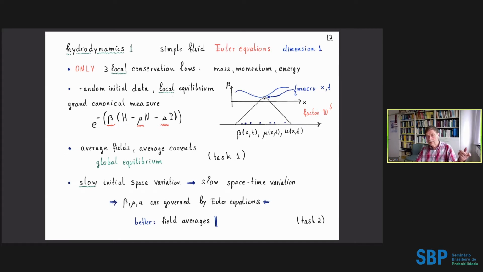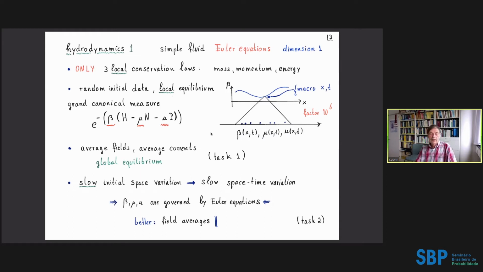Now I'm looking at one particular point here, which I call the macro point. Then I take a microscope and I enlarge, here by a factor of 10 to the 6, but if you take a factor of 1,000, that's perfect. Then I will see actually individual particles, and I can ask myself what would be the statistical distribution of these particles. The assumption of local equilibrium tells you that what I'm going to see is exactly such a distribution, only that I have to appropriately adjust just these three parameters.